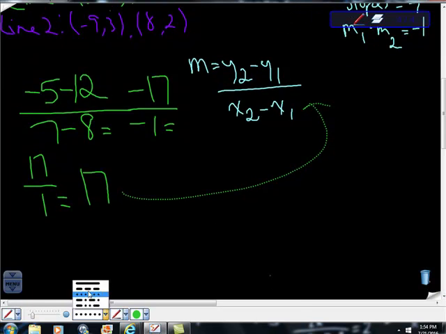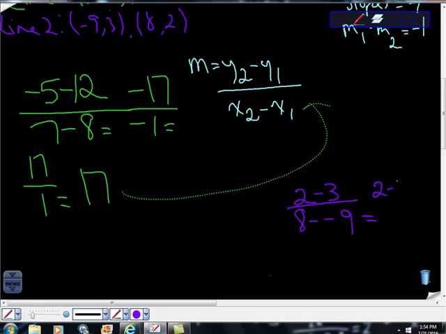Okay, now let's look at line 2. So line 2, y sub 2, which is 2, minus y sub 1, which is 3, over x sub 2, which is 8, minus a minus 9. This minus is formulaic because it's in our formula, because it's x sub 2 minus x sub 1. And this negative sign comes from this being a -9. So these two negatives can cancel out, and you can write it as 2 minus 3 over 8 plus 9.